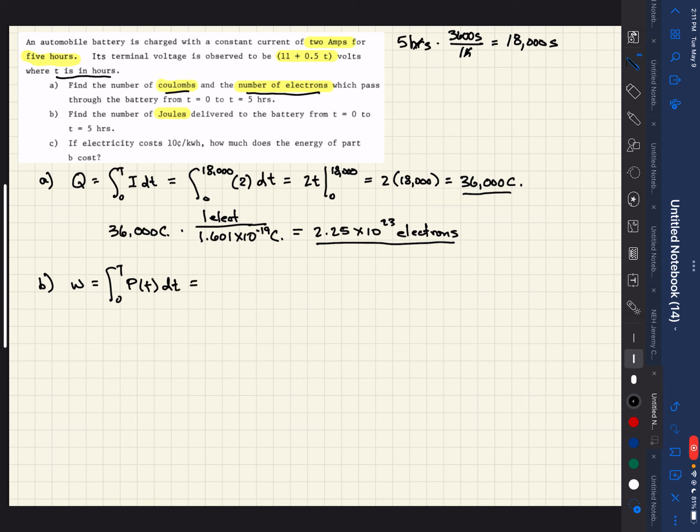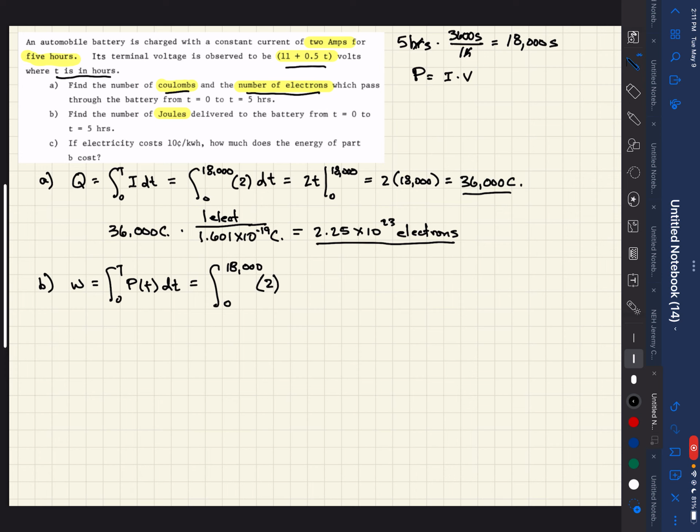So in our case, we have to do a couple of things here. First off, we do our limits of integration. And again, we've said it's from 0 to 18,000 seconds. Okay. And then we know that power is equal to our current times our voltage, right? So remembering that, we know that our current was 2. And then we know that our voltage is given by this expression here.